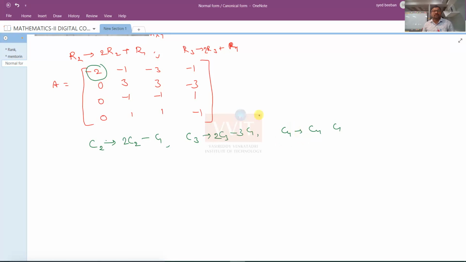Similarly, C4. Here it is minus 1, here it is minus 2. So multiply C4 with the minus 2 and add. Otherwise, multiply with the 2 and change the sign, subtract. Let me write down clearly for you. So C4 here, if it is minus 2, then it should be plus 2. If it is already minus 2, I need to make it plus 2. That means minus 2 is supposed to multiply. That's the reason I'm multiplying with the minus 2 and adding to this.